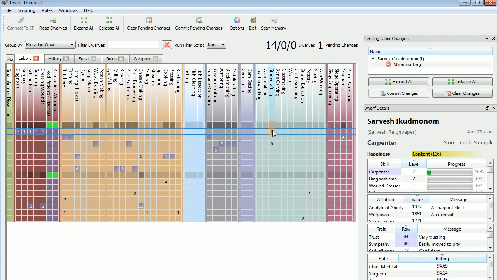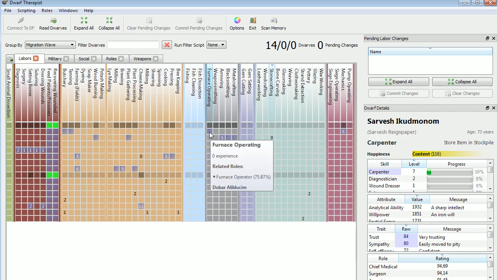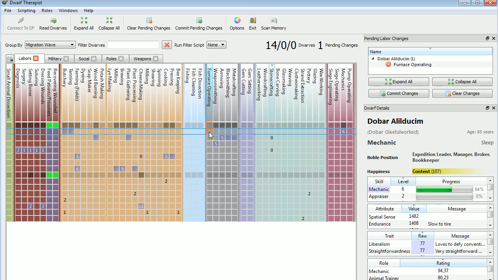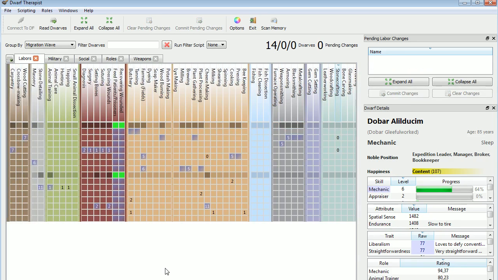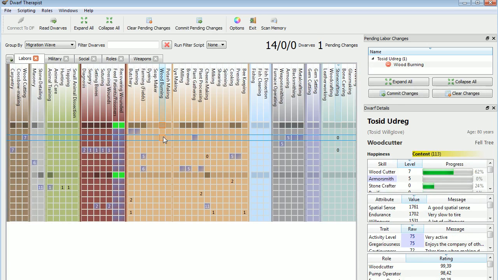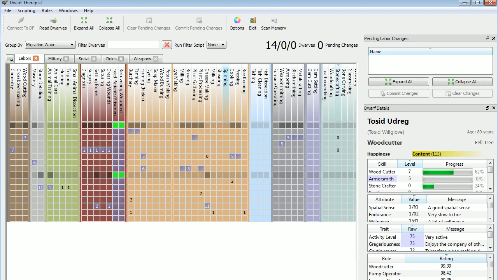crafting. I will actually disable it from my carpenter already. I want someone to take care of furnace operating, because I will soon start mining for ores. So far I've been mining to create space for the dwarves. So I want someone to take care of furnace operating who is not my mechanic. And also I want someone to take care of wood burning, just in case I don't find any other means of fuel. So let's take a look at those.